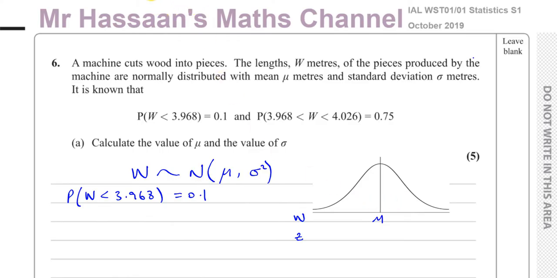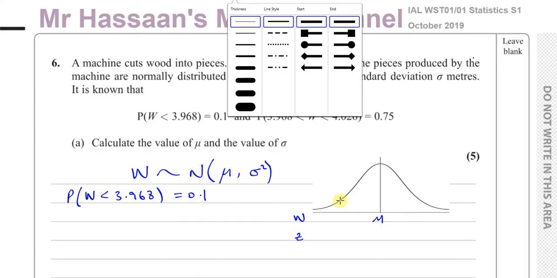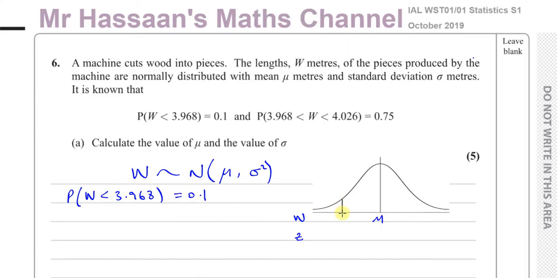So we know that 3.968 must be somewhere over here, in that region there, because the probability of the length being less than that is a small area, 0.1. So this area here is 0.1. It can't be over here somewhere, because the area to the left of it would be more than 0.5. So it has to be somewhere on this side where the Z value is going to be negative.